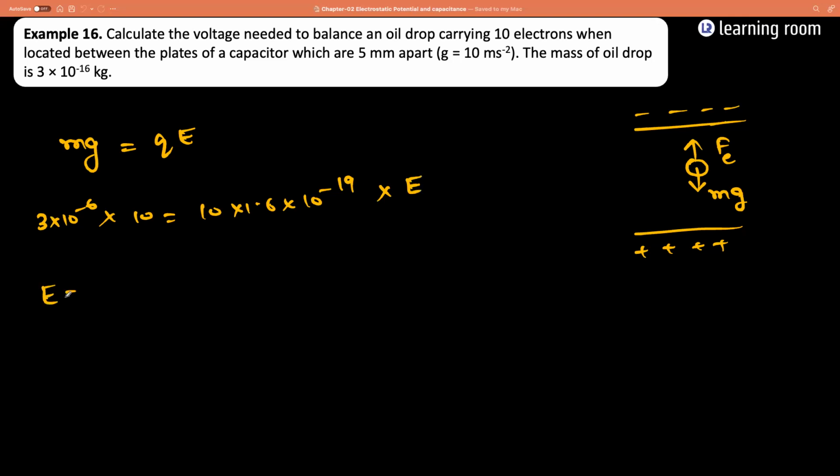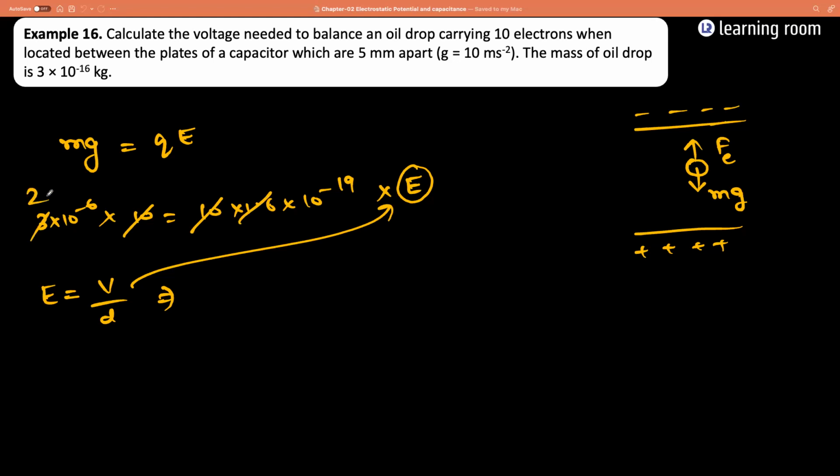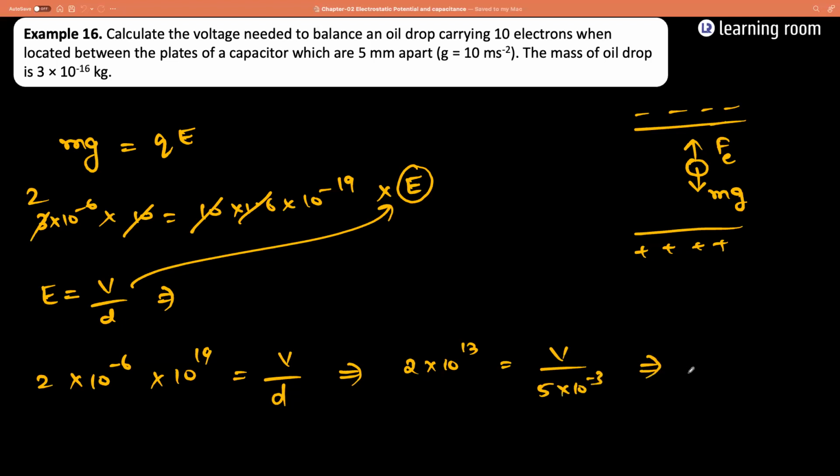But I know that E is equal to V divided by D. So what can I do? In the place of E, can I replace it with V by D? Can I plug in this value? So here 10 and 10 will get cancelled. See, 1.6, I am approximating it to 2 because it is 3.2. So it is going to be 2 into 10 power minus 6 into 10 power 19 is equal to V divided by D, which implies 2 into 10 power 13 is equal to V, which is what we need to calculate, divided by the value of D, which is 5 into 10 power minus 3, which implies V will be equal to 10 into 10 power 10 volt.